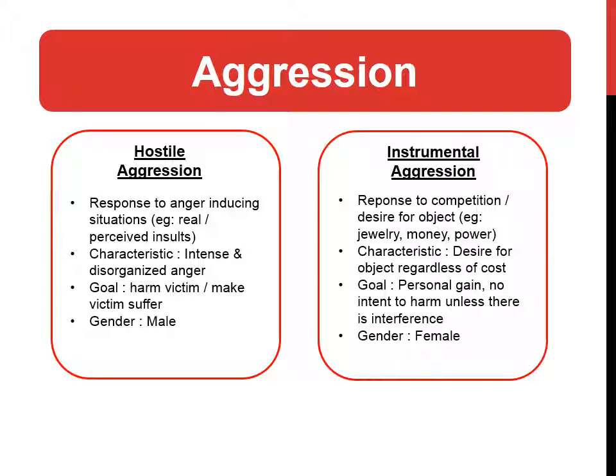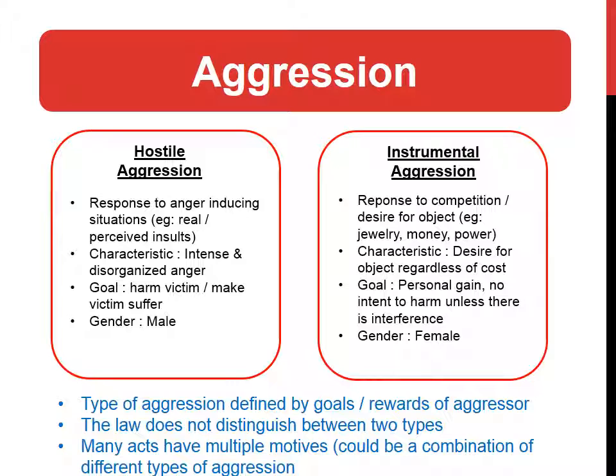It can be seen as a response to competition or as a very strong desire for a particular object regardless of its cost. Objects in this sense could refer to money, power, or even status symbols such as jewelry, designer goods, etc. Usually, the goal in practicing instrumental aggression is for personal gain, and there is usually no intent to harm the victim unless there is interference. Females are usually more likely to be associated with instrumental aggression as it is less likely to use force and more likely to be premeditated and thought through.